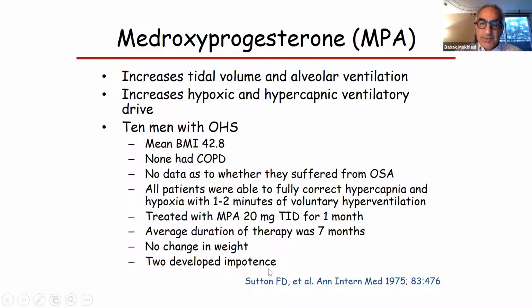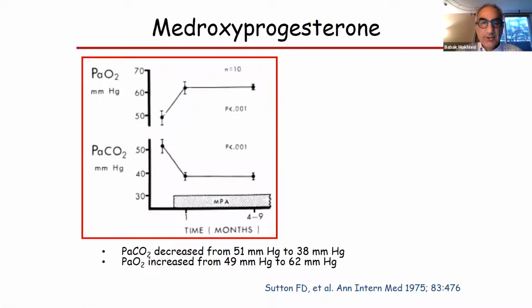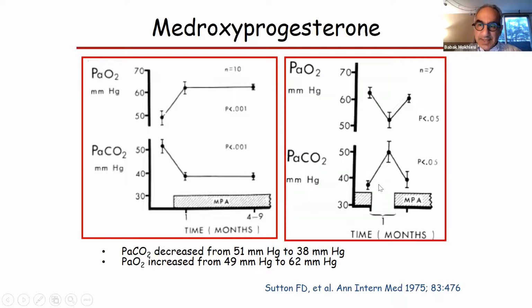2 developed impotence, but in those days, they wouldn't talk about erectile dysfunction. So I don't know how many developed erectile dysfunction. But as a proof of concept, this was quite interesting. You can see that the CO2s went down significantly and remained normal. Oxygen levels went up significantly and remained normal. And then as a proof of concept, when they stopped it for 1 month, in 7 of these 10 individuals, you can see that the PCO2 went up again. When they restarted it, it went down again. Same thing with the oxygen, it got worse and got better again.